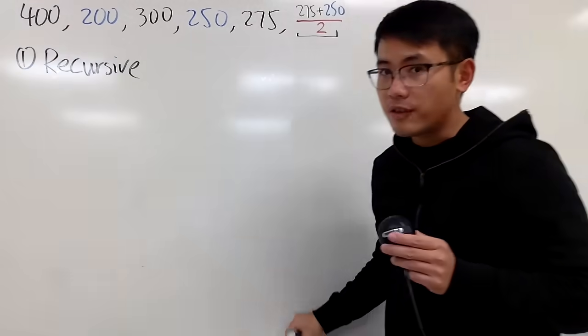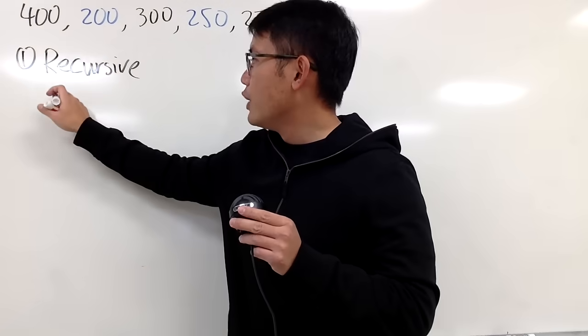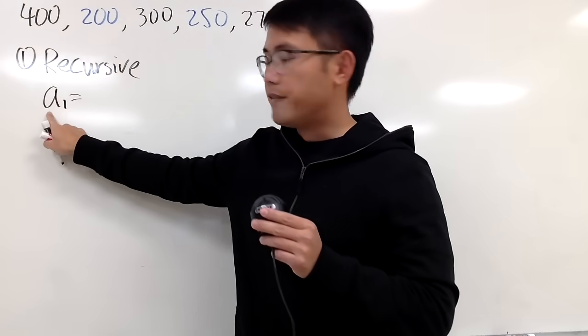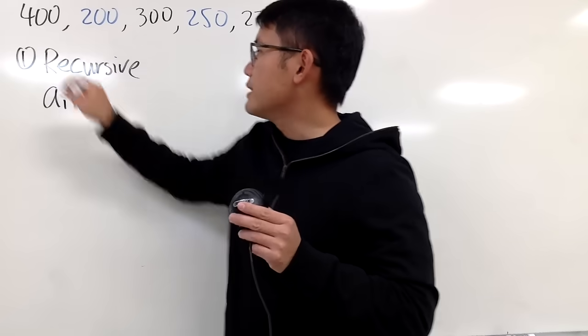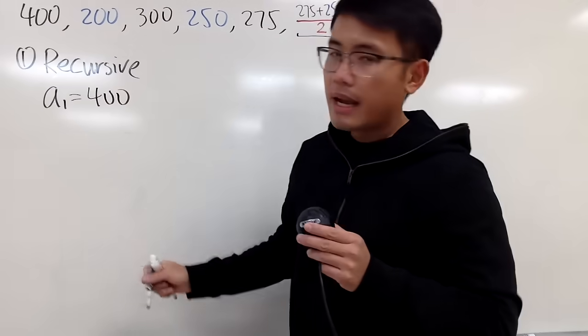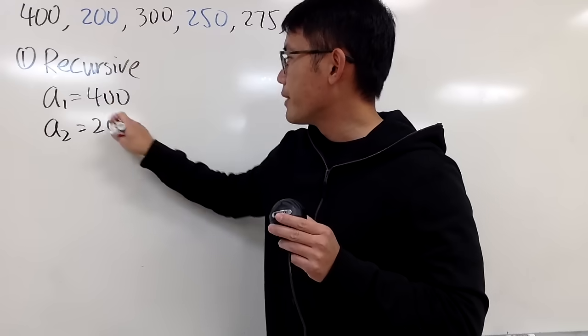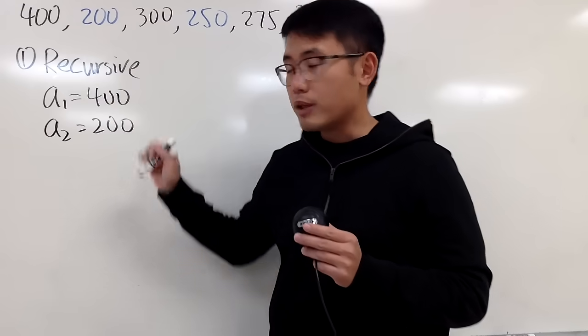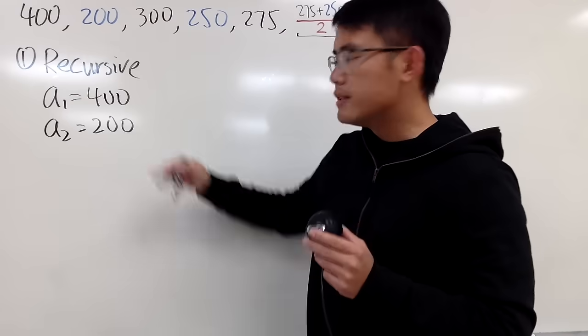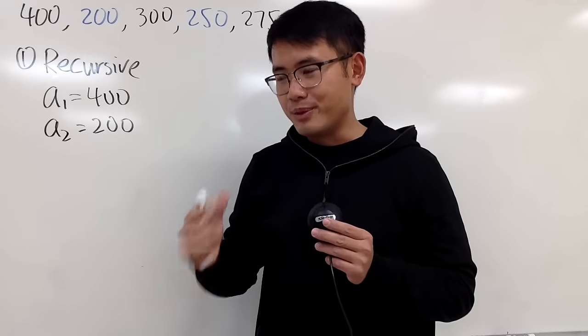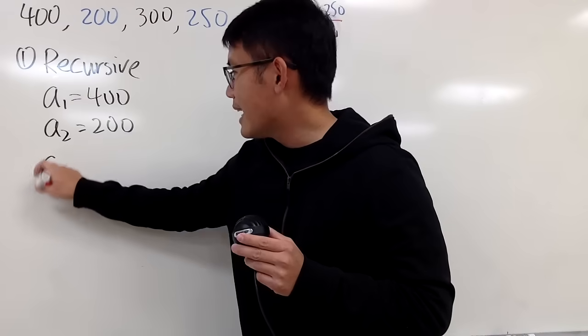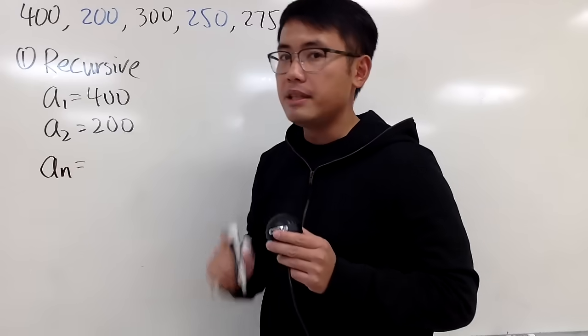And to write a recursive formula, what you are going to do is define the first term in your sequence, which is the 400 here, and then the next term, which is A2, and that's the 200 here. So that's pretty much the first two conditions, and then you have to extend the deal. The deal is that we are always going to meet in the middle.